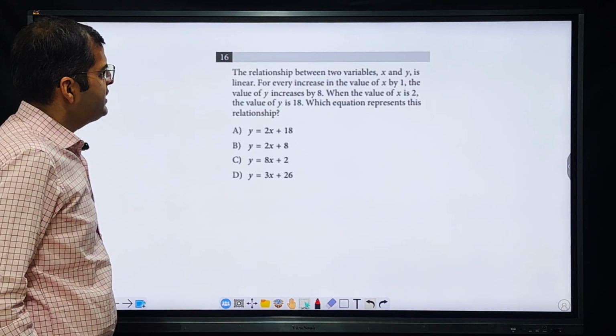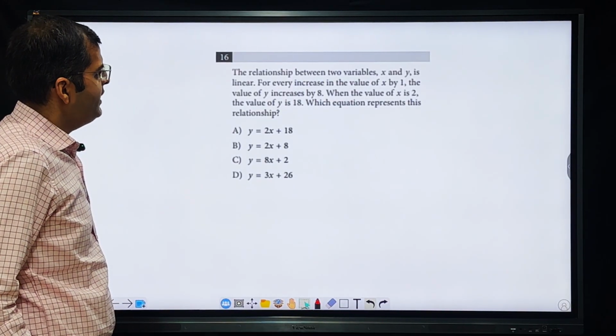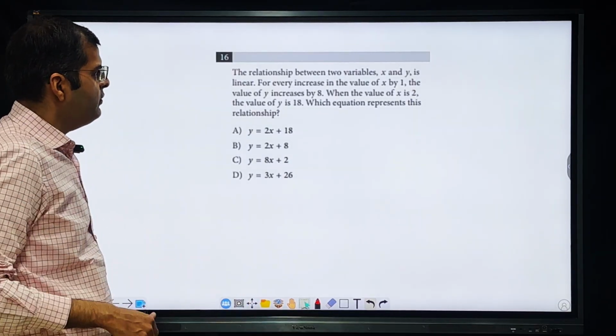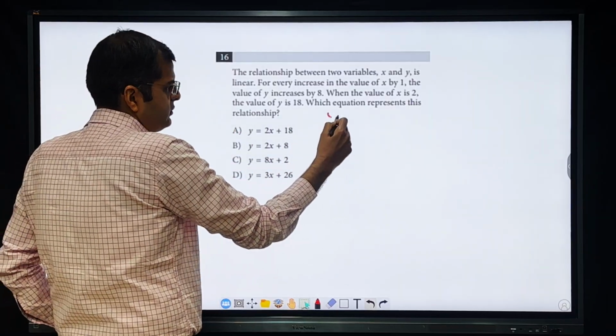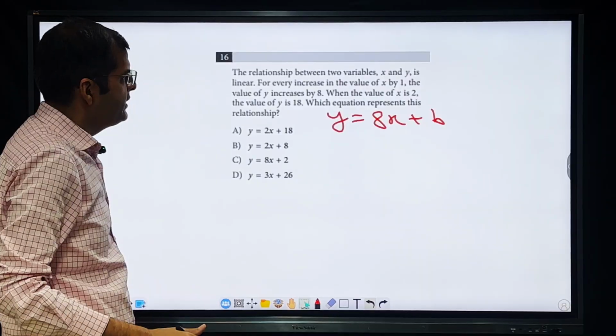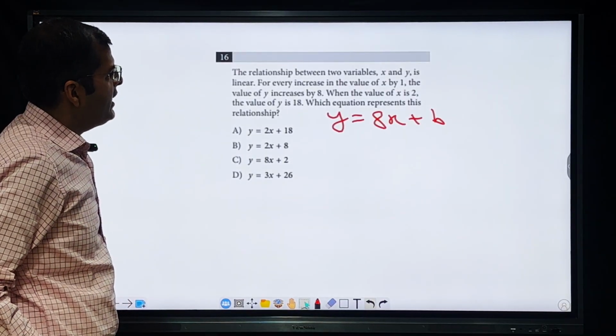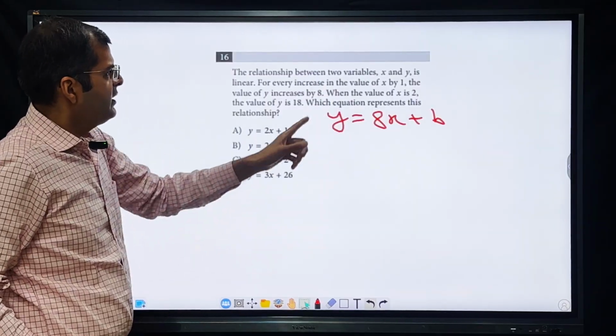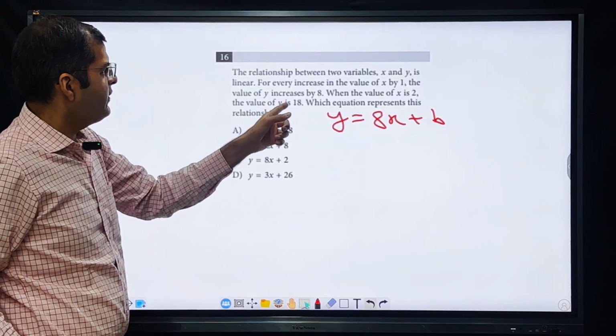Now this question says the relationship between two variables X and Y is linear. For every increase in the value of X by 1, the value of Y increases by 8. So the expression is of the form y is equal to 8x plus b. If I increase x by 1, y will increase by 8. When the value of x is 2, the value of y is 18.